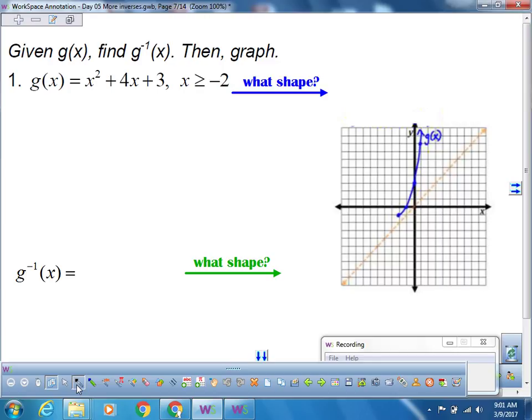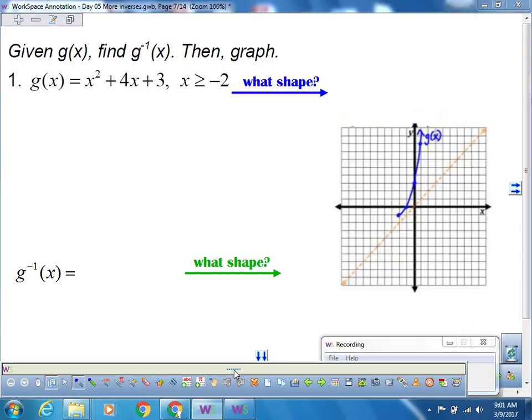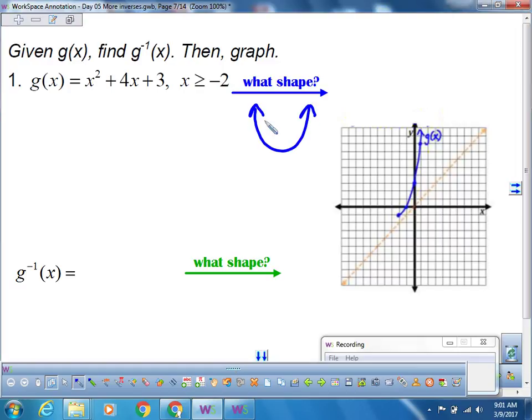Okay. So what type of shape is this? This is quadratic, right? So what type of shape is it going to be?